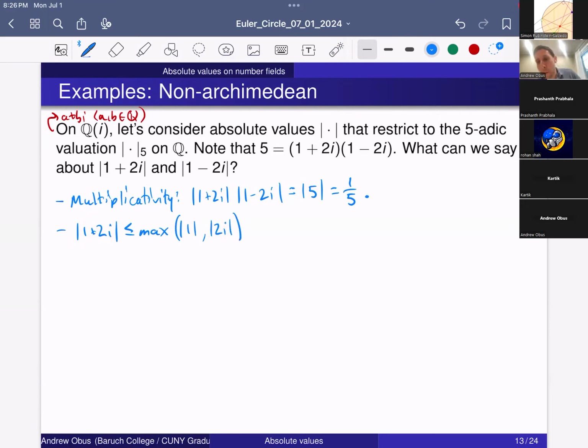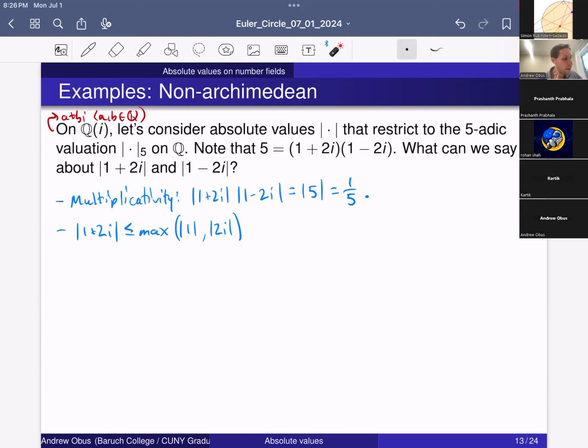The absolute value of 1 is always 1. That follows immediately from multiplicativity. And the absolute value of 2i: the absolute value of 2 is at most 1. In fact, the 5-adic absolute value of 2 is 1. And for the absolute value of i: i squared equals minus 1, so the absolute value of i squared is the absolute value of minus 1, which has to be 1. That means the absolute value of i times the absolute value of i is 1, but it's got to be a positive number, which means the absolute value of i has got to be 1.